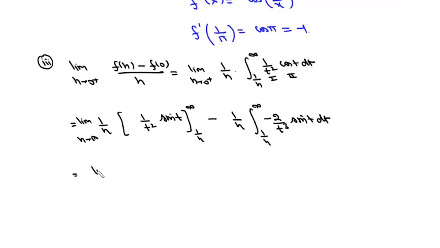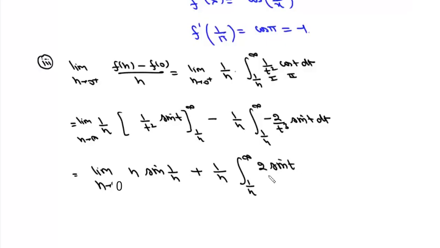So here we can write this as the limit of h sin 1 upon h, plus 1 upon h times the integral from 1 by h to infinity of 2 sin t upon t cube dt. And this is actually h tends to 0 positive. Now if h is 0, it will be 0 times sin infinity, which is an oscillating value between minus 1 and 1. So this is 0, and we'll prove that this integral also converges to 0.